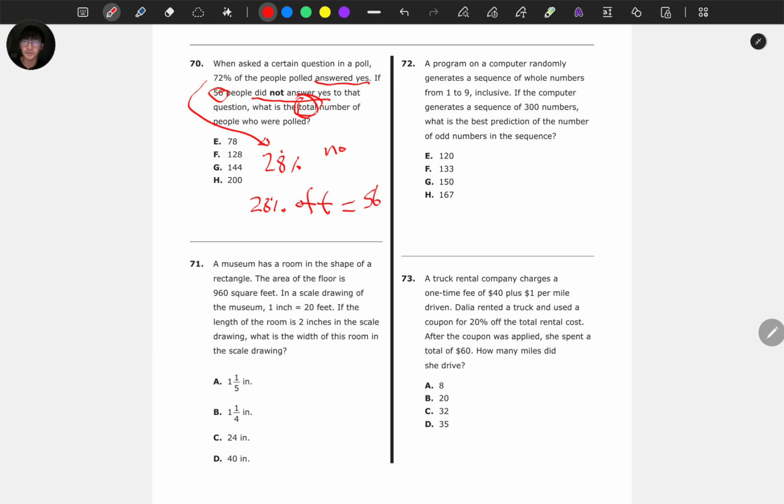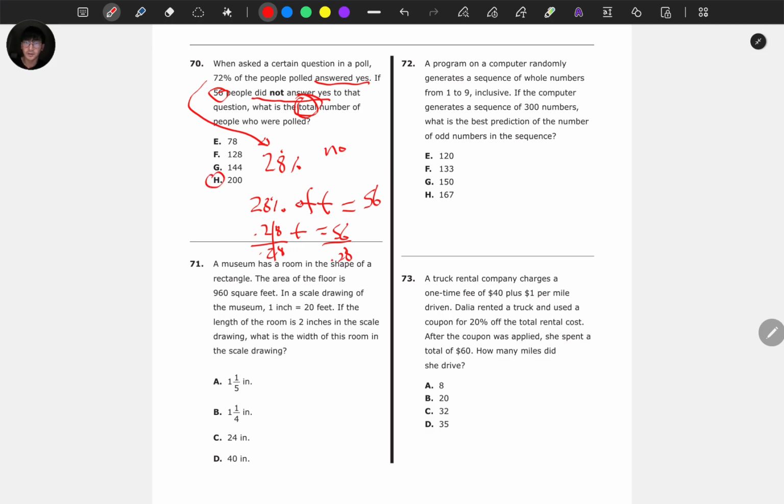So now I can just convert this English. 28% is 0.28, of means times T, is equal to 56. And then you just solve for T, right? By dividing this by 0.28, dividing this by 0.28. Okay, and then if you do that properly, you should get H.